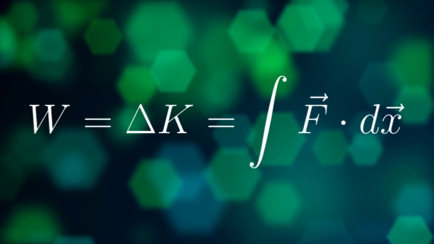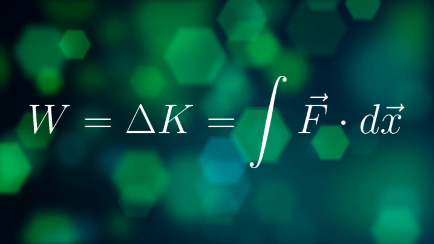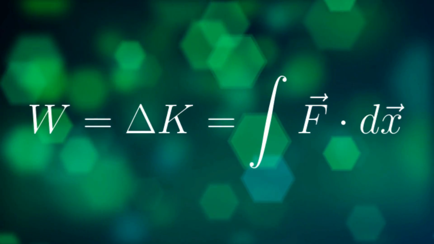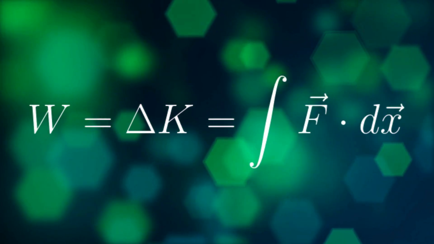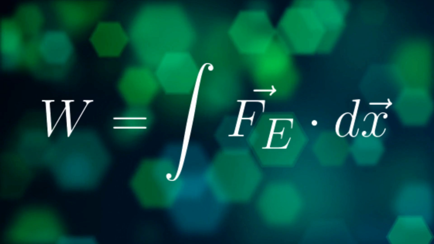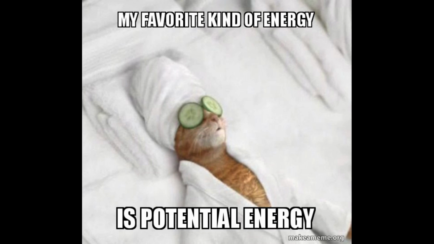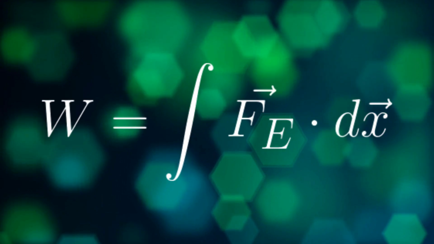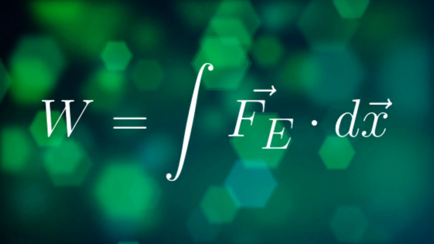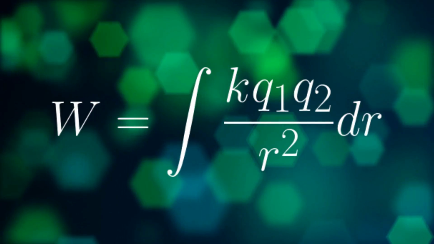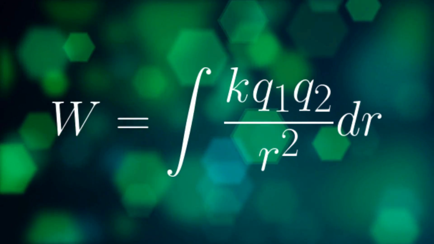Since there's a change in kinetic energy, that means that work must be done. And since our force is the electric force, that means that work must be done by the electric force. That means that kinetic energy is being added to our system from some kind of potential energy related to the electrical energy. To find out the amount of work being done and therefore the change in kinetic energy, all we have to do is put Coulomb's law into the work energy function, and then solve.